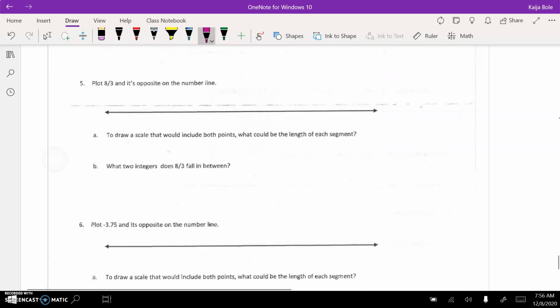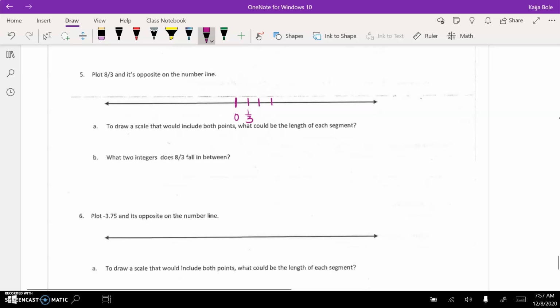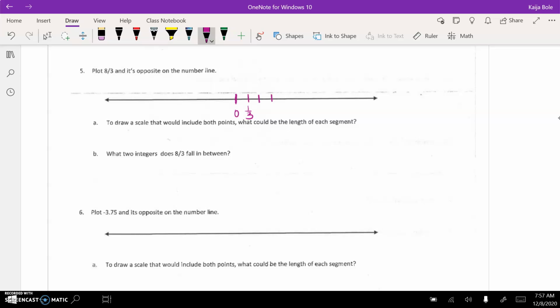And then number 5, very similar to what we did on the other page. Plot 8/3 and its opposite. So again, you have to start with 0, thirds, or it's in thirds, so you would have to start, 1/3, 2/3, 3/3. All right, and then what 2 integers is part B.